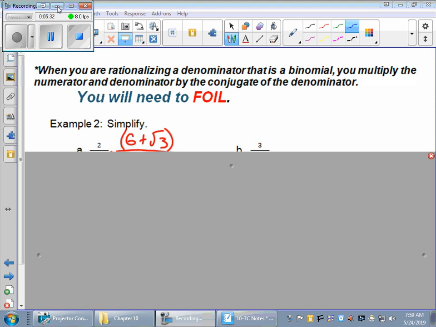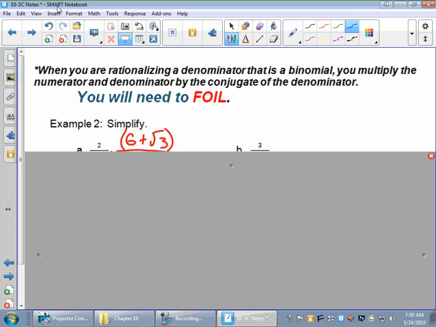Okay, so let's just do the top together, so that you don't get confused with seeing all the stuff on the bottom as well. We're going to distribute here. 2 times 6 gives us 12, and then 2 times the square root of 3 is just 2 times the square root of 3. It's a plus sign, so we go sign, number, and then radical. So the numerator is 12 plus 2 times the square root of 3.